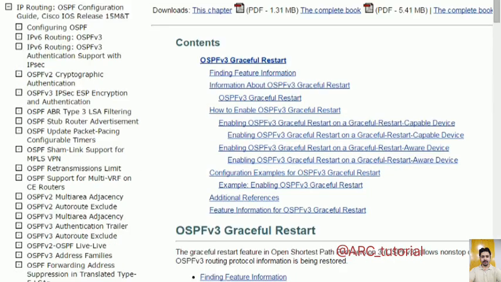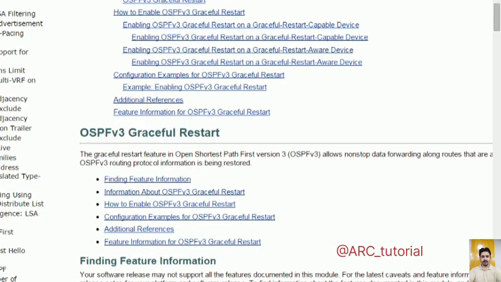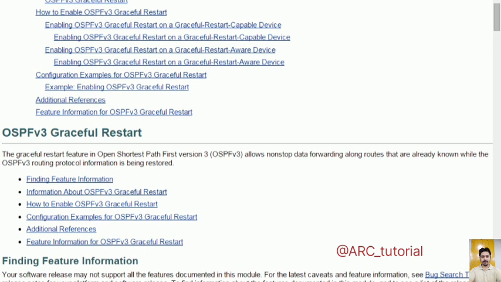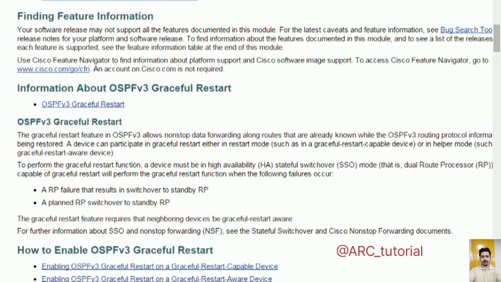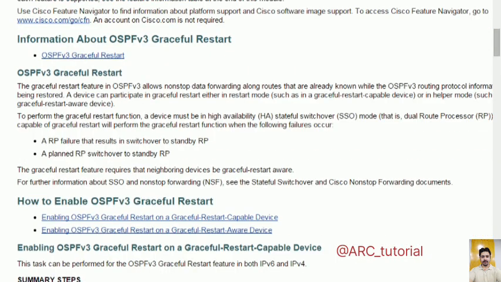Next is graceful restart. First of all, you have to understand the feature, the uses of this feature actually. Graceful restart. I hope you people can read it easily. Is it readable from your side? Fine. Try to read it now. The graceful restart feature in OSPF version 3. See, this is the feature of OSPF version 3 only. This is not a feature of OSPF version 2. So if you are running OSPF version 2, then you cannot configure graceful restart.